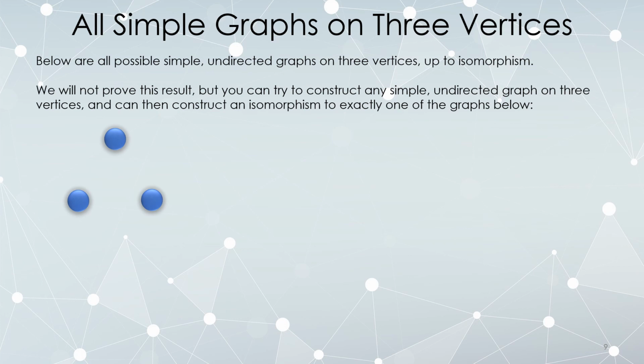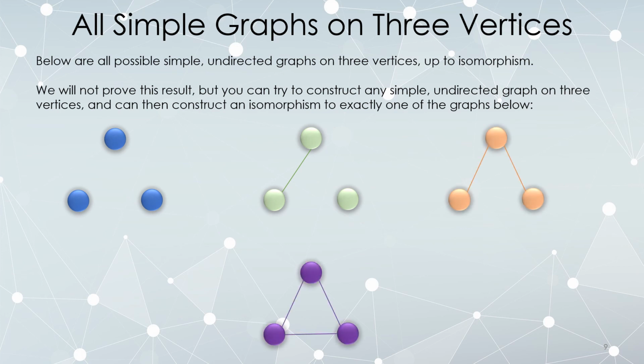But if you only use three vertices, you're going to come up with one of the following pictures. Either three vertices with no edges, two of the vertices are connected by an edge and that's it, this sort of structure with two edges, or three edges. If your graph has 0, 1, 2, or 3 edges in it, and you have a simple undirected graph on 3 vertices, you are going to be isomorphic to one of these four pictures.